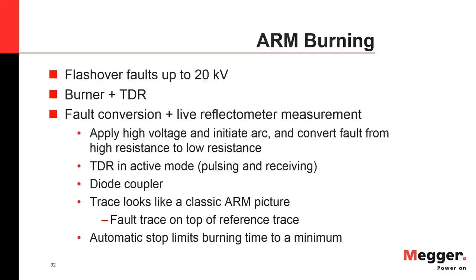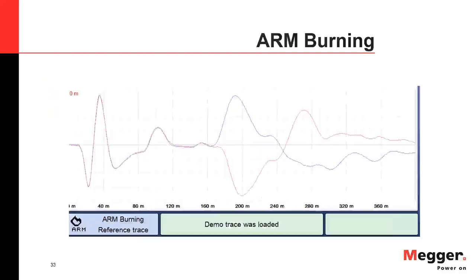Technically, I didn't have a video available, but if you would show a video of this, you would start with the blue trace, and you will start with the red trace, which is on top. As soon as the arc is ignited, you can see the resistance go down, down, down. So the red trace starts fluctuating all over the place at the fault location, and it becomes lower and lower until you have the very pronounced V shape. So this is where your fault location is.